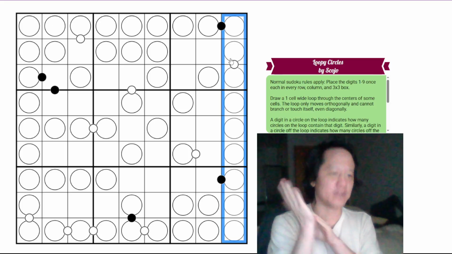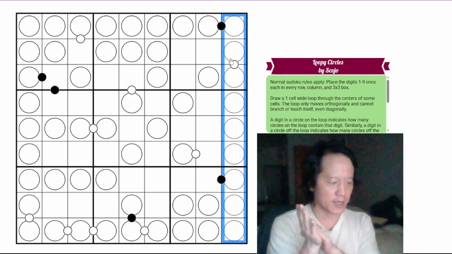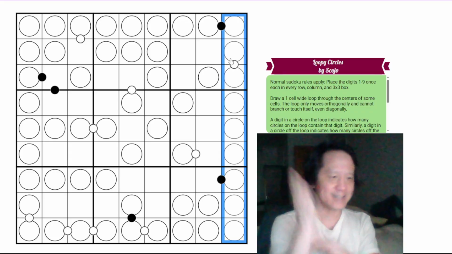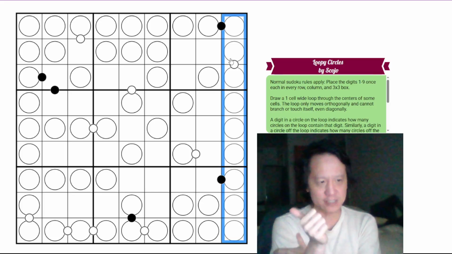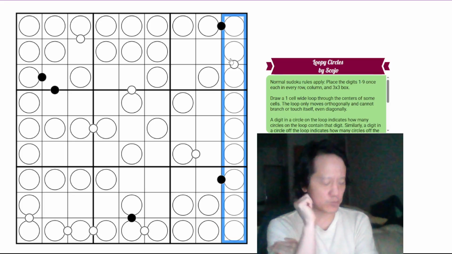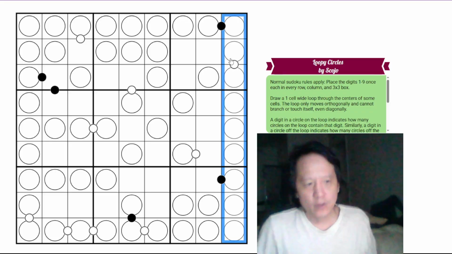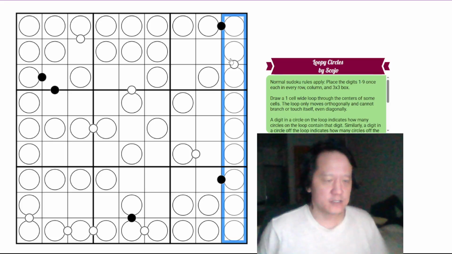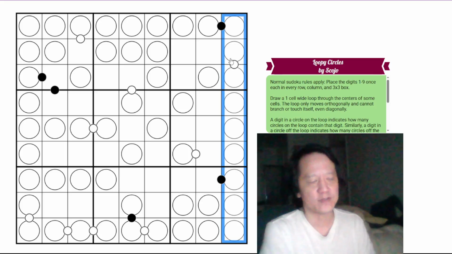9 obviously has to have 9 circles having a 9. 8 has to have 8. 4 has to have 8 fours in a circle. 3 has to have 6 cells in a circle. 1 has to have 2 cells in circles. So that means 1 and 2 both have two digits in circles. 3 has to have 6. 4 has to have 8. 5 has to have 5, obviously. 6 has to have 6. 7 has to have 7. 8 has to have 8. And 9 has to have 9.